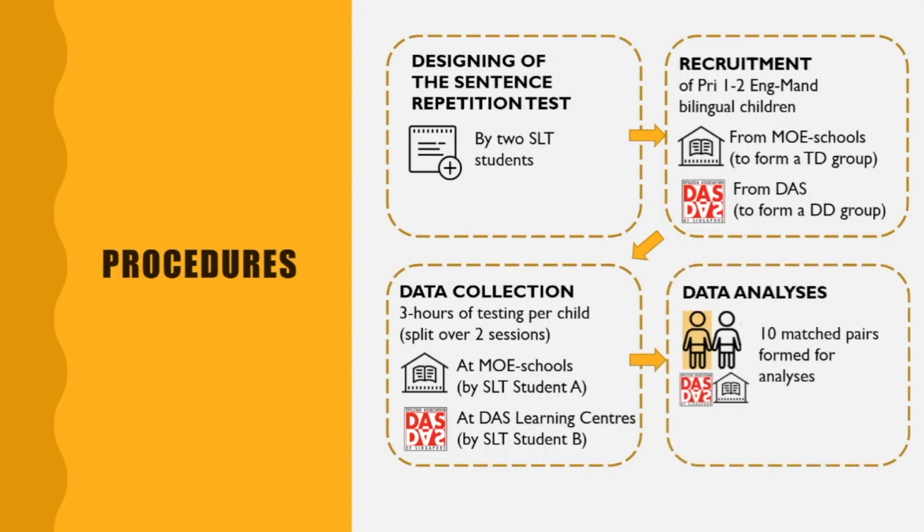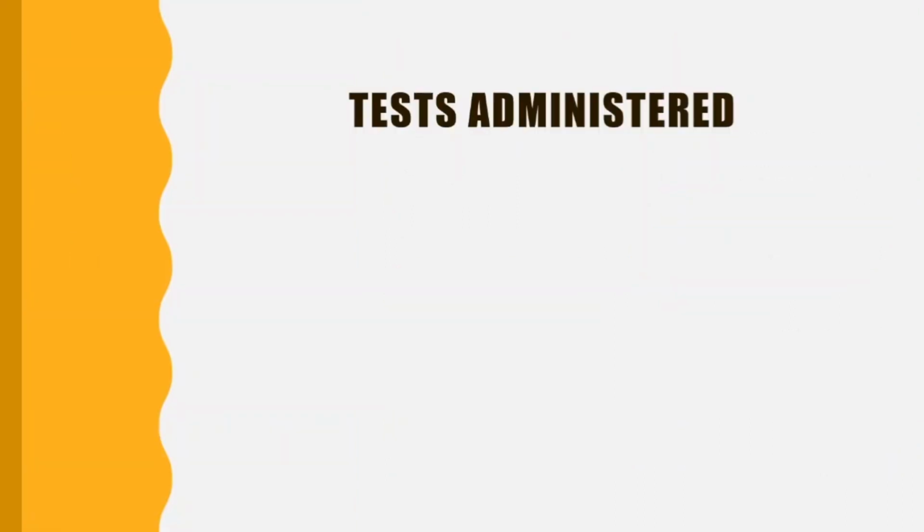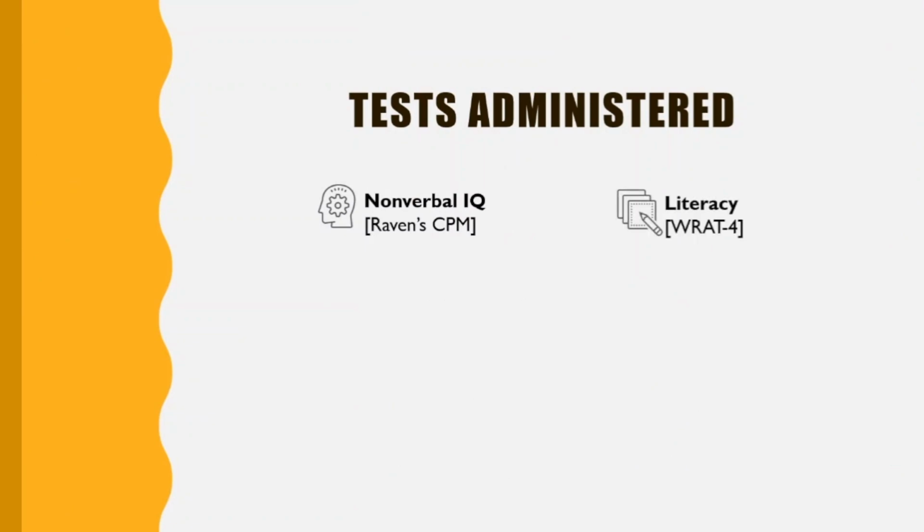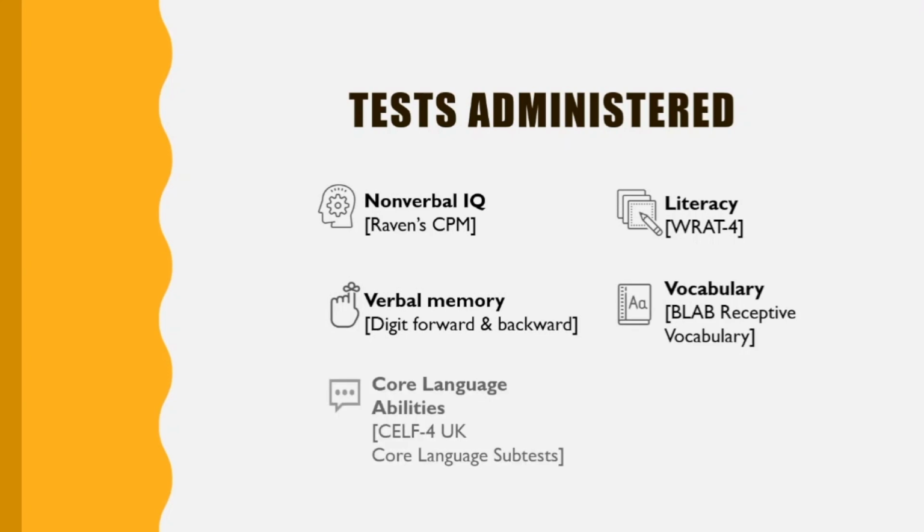For every child with dyslexia, I matched him or her with another typically developing kid on a few variables. So I will elaborate on this later. Okay, these are the tests that I administered. I tested their nonverbal IQ, literacy, verbal memory, vocabulary, core language abilities, and of course, I also administered the SRep test.